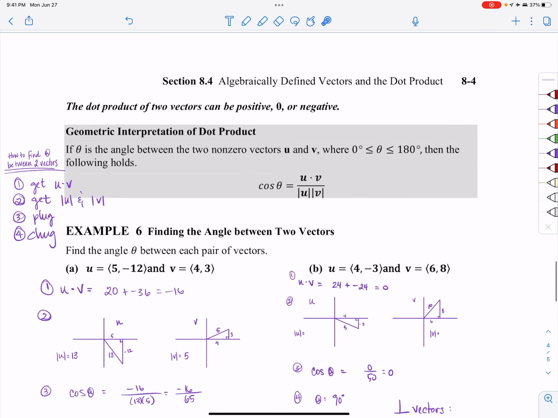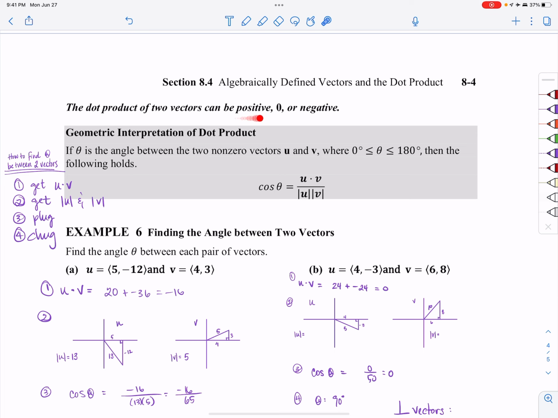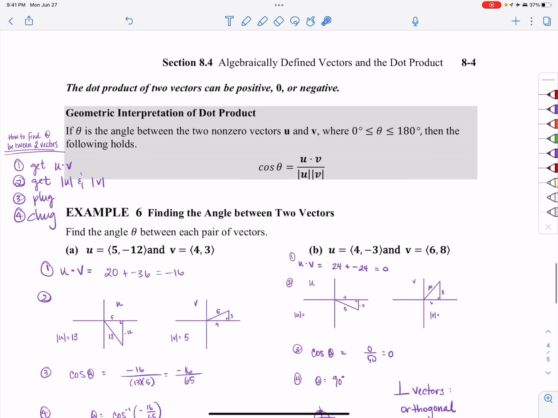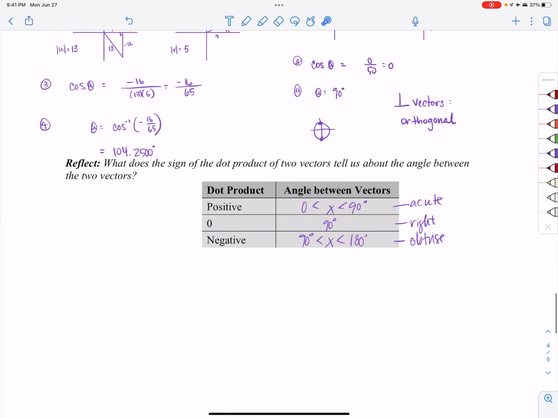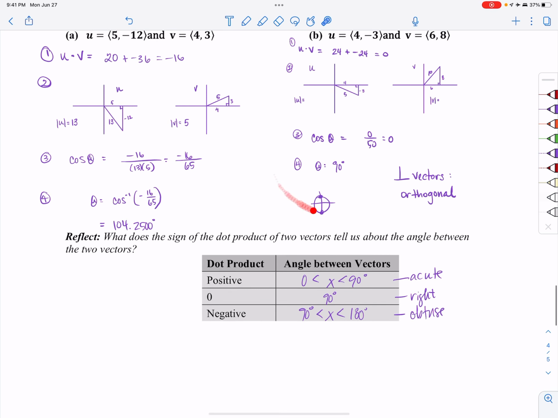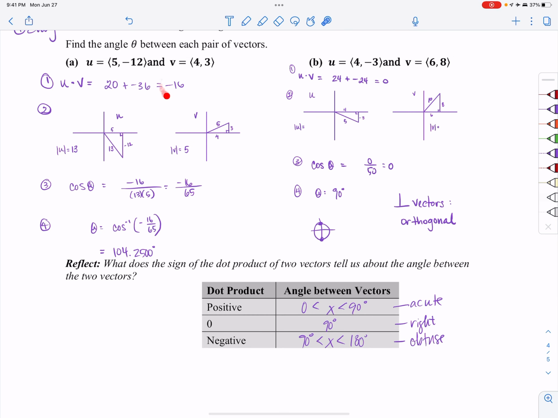All right. What does the sign of the dot product tell us? And I mentioned that up here when we said that the dot product can be positive, negative, or zero. It does tell us something. When my dot product is positive, I have an acute angle. When my dot product is zero, I have a right angle. And you saw an example of this right here. And lastly, when my dot product is negative, I have an obtuse angle. And you saw an example of that right here. My dot product, which is all the way up here, was negative, and my angle ended up being obtuse.